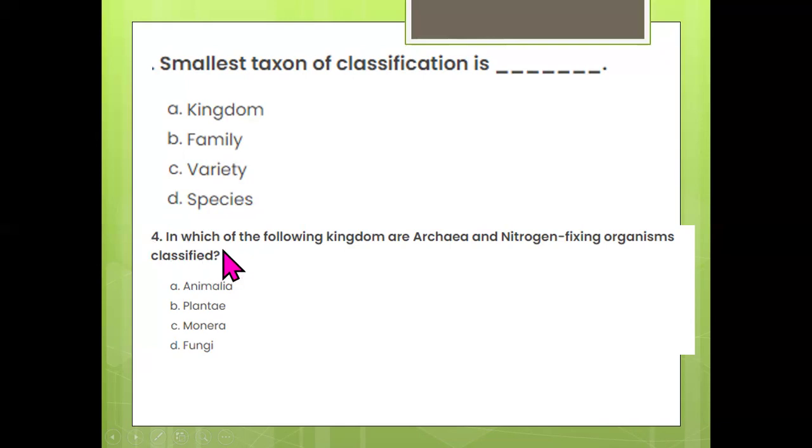Another question says, in which of the following kingdom are archaea and nitrogen-fixing organisms classified? So can you guess the answer? We say A, Animalia, B, Plantae, C, Monera, D, Fungi. So look at the question. Archaea is a bacteria. Nitrogen-fixing bacteria also is a bacteria. So bacteria fall under kingdom Monera. They are what? Prokaryotes. Okay, they fall under kingdom Monera. So the correct answer is C, Monera.